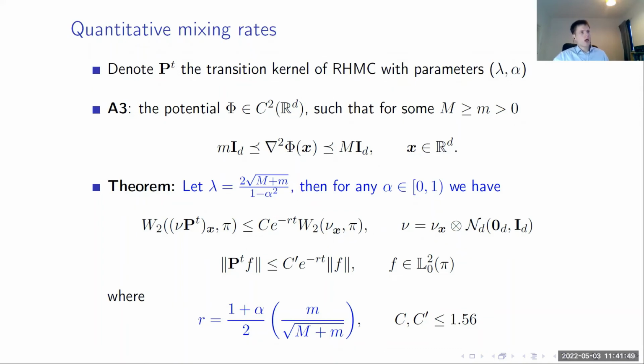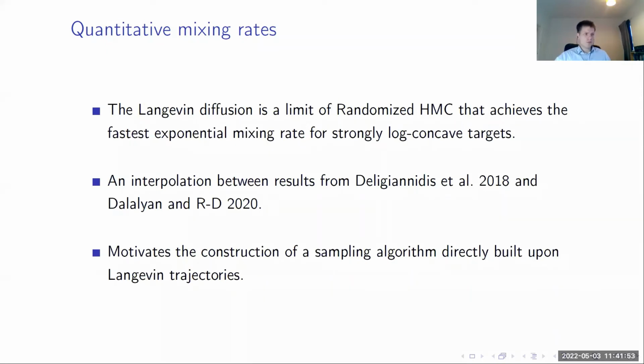So actually this illustrates that the Langevin diffusion can be seen as a limit of randomized HMC, but also that it achieves the fastest, at least the best upper bound to our knowledge, on the exponential mixing rate for strongly log-concave targets. Right? So another way to say it is that if you want to optimize these rates, or at least the upper bounds we get on these rates, over both lambda and alpha, somehow it pushes you towards the kinetic Langevin diffusion. Okay. So as I said, this is an interpolation of results from Alexandre Bouchard-Côté and George Deligiannidis and co-authors, and also a result that we studied with Arnak Dalalyan during my thesis.